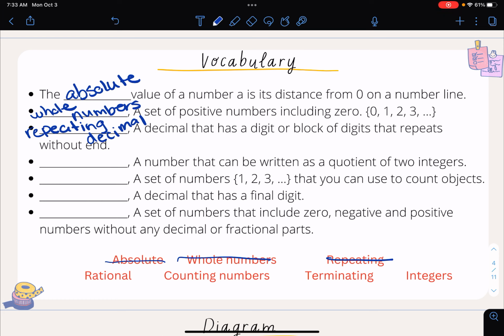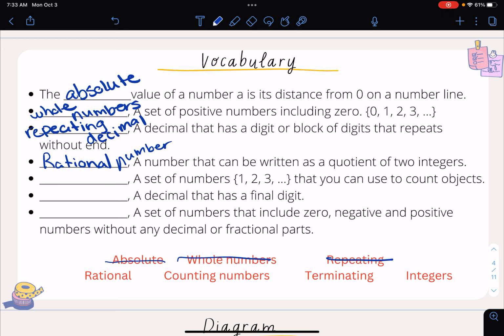And then the next one says a blank, a number that can be written as a quotient of two integers. That one might be a little bit more difficult for you to know, but it is a rational number. Or you can just put rational. I mean, it says a number in the definition. So a rational number is a number that can be written as a quotient of two integers.